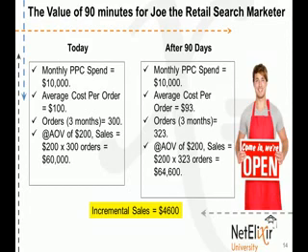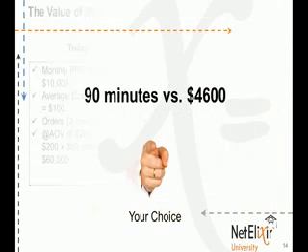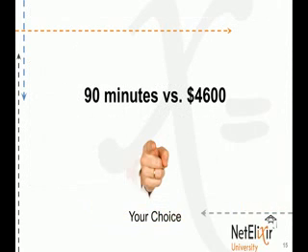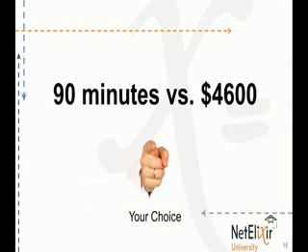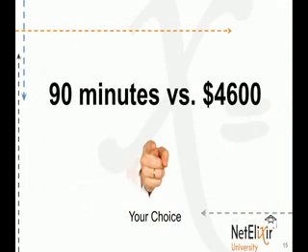So what basically Joe has been able to do is realize an incremental sales of $4,600 in a span of 90 days for the same PPC spend. I mean, it's basically your choice. What is more important for you, 90 minutes of your time in 3 months, or a minute a day, or $4,600 of sales revenue?